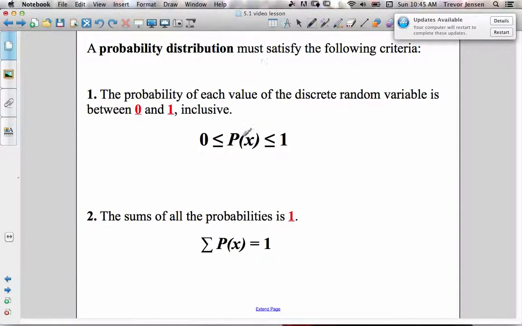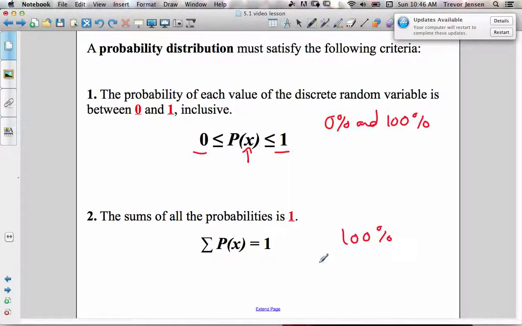Some properties of that table: you would notice the probability of each value of the discrete random variable is between 0 and 1, which means for each possible value the variable could take on, the probability of that value occurring has to be between 0% and 100%. Logically that makes sense, and that's what this means here. The probability of each value x has to be greater than or equal to 0 and less than or equal to 1, and the sum of all the probabilities has to add to 1. So basically that means all of the probabilities added together have to equal 100%.